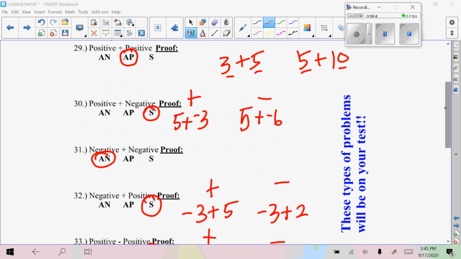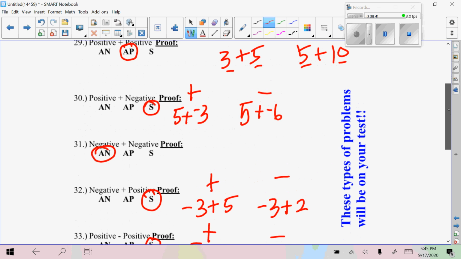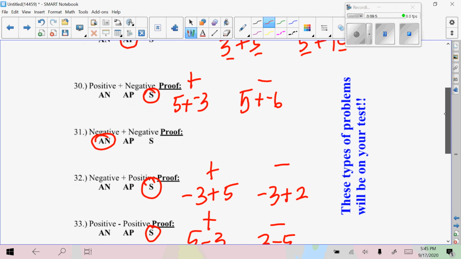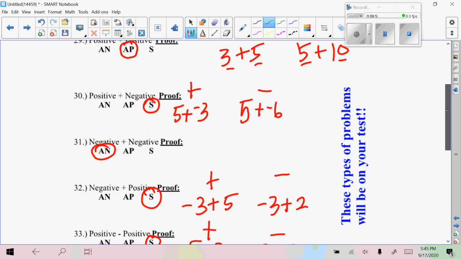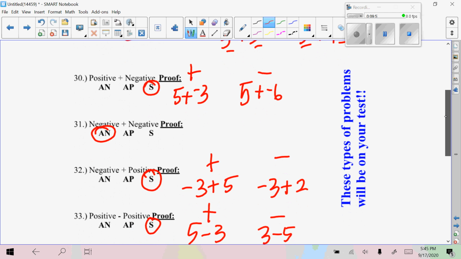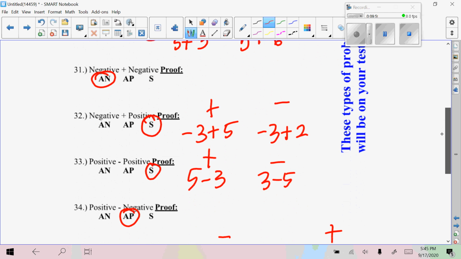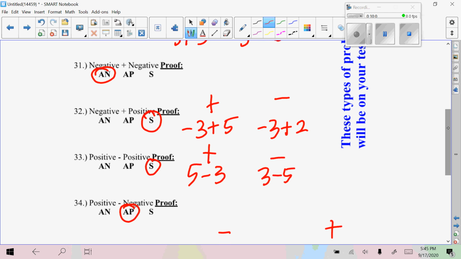So checking your answers, for the ones that are sometimes, I gave an example of each where you would sometimes get positive, sometimes get negative. And the other ones, I didn't give an example because every example would give whatever you circled there.